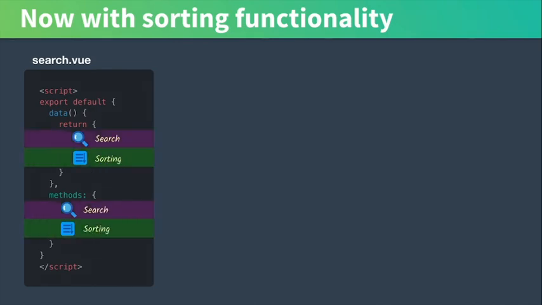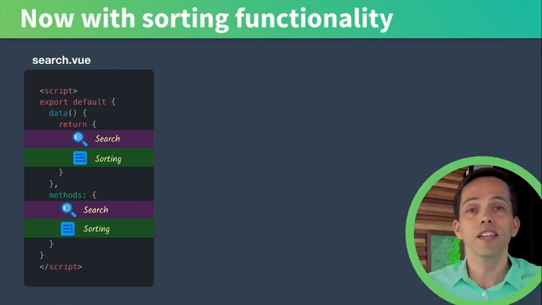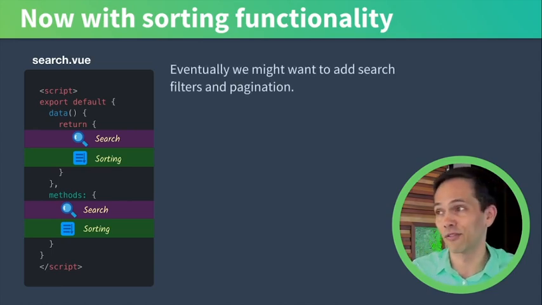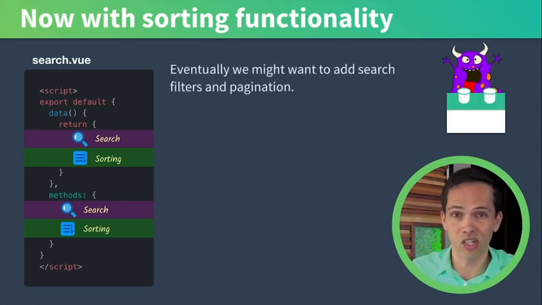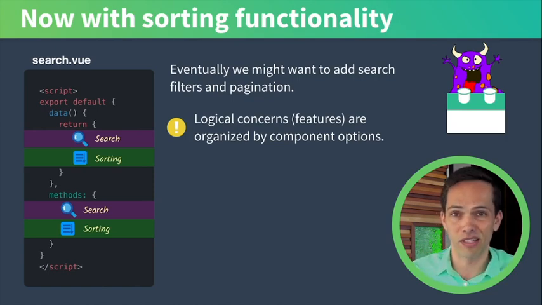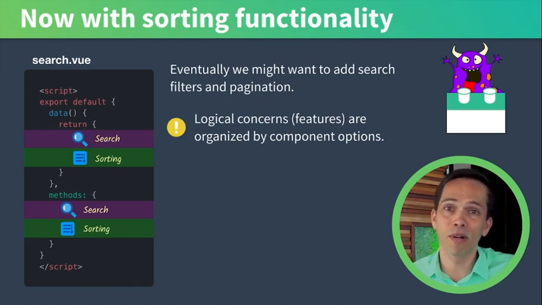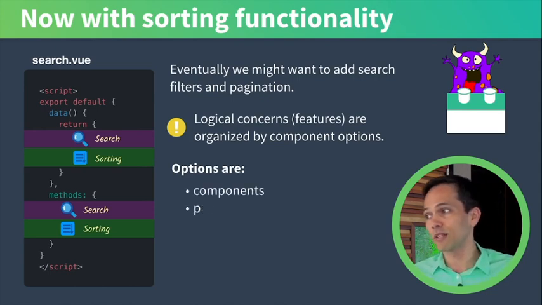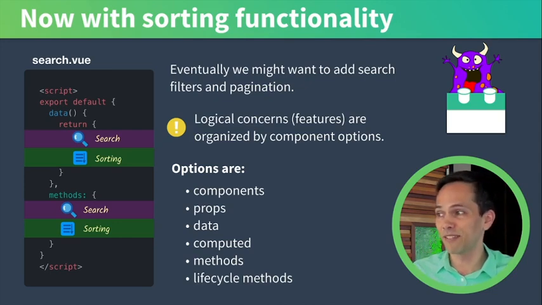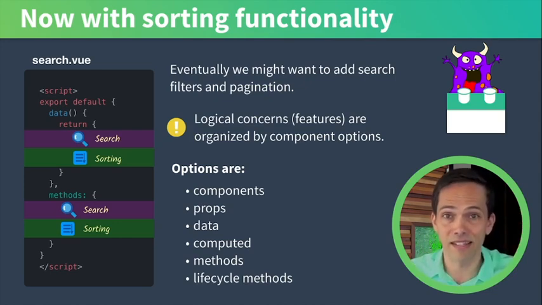Our code for each feature, as you can see, is split up between two options. Things aren't too messy, but they would be if we added additional functionality for, say, search filters and pagination. The problem here is that logical concerns, or features, are organized by component options. And there's a lot of component options in Vue, things like components, props, data, computed, methods, and lifecycle. Our feature code might be divided up into 6 different places.